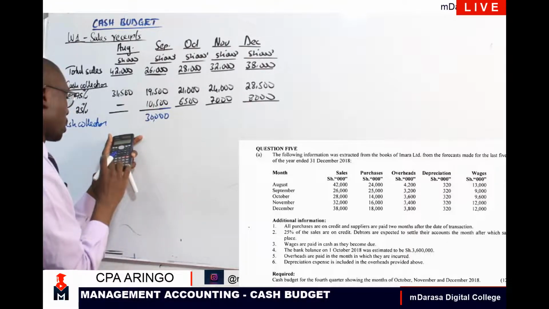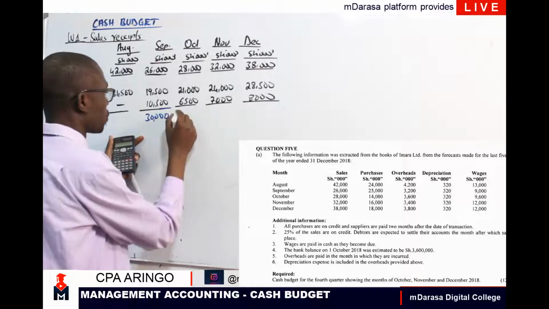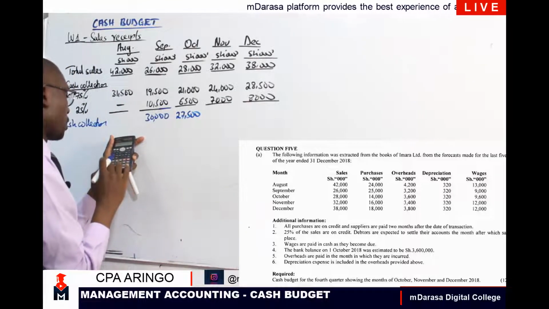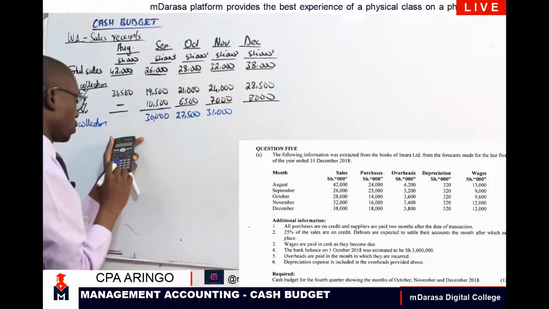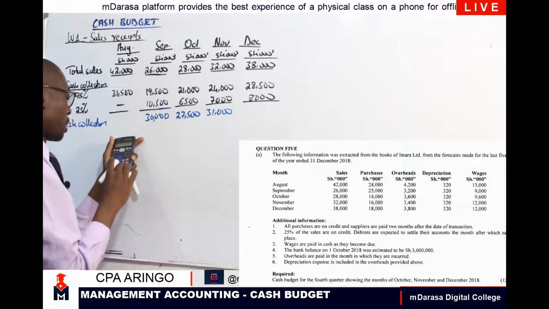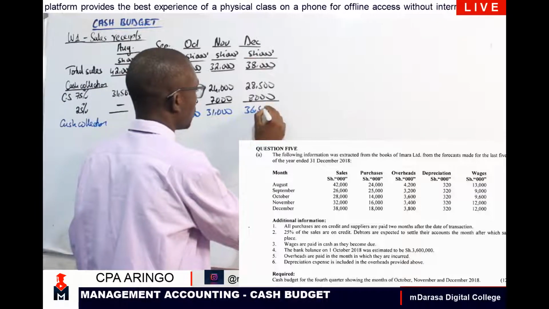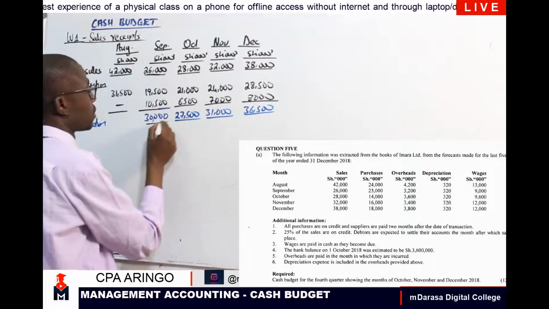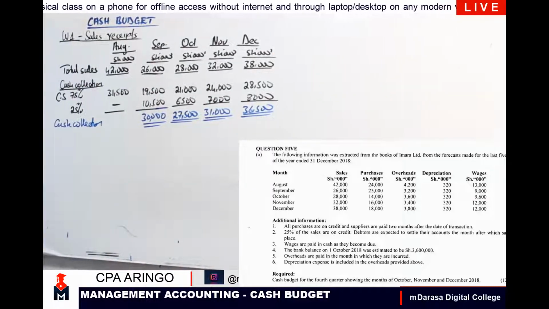plus 6,500. This should give us 27,500. 24,000 plus 7,000 should give us 31,000. 28,500 plus 8,000 should give us 36,500. So these are our collections, and that is where our focus should be, where our forecast should be.